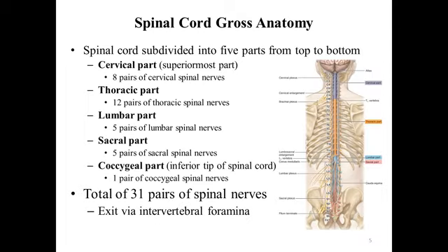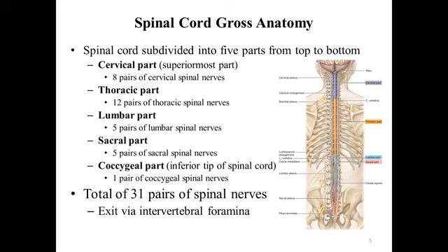The spinal cord is subdivided into 5 parts. The topmost is the cervical part, which contains 8 pairs of cervical spinal nerves. This is followed by the thoracic, lumbar, sacral, and coccygeal parts.